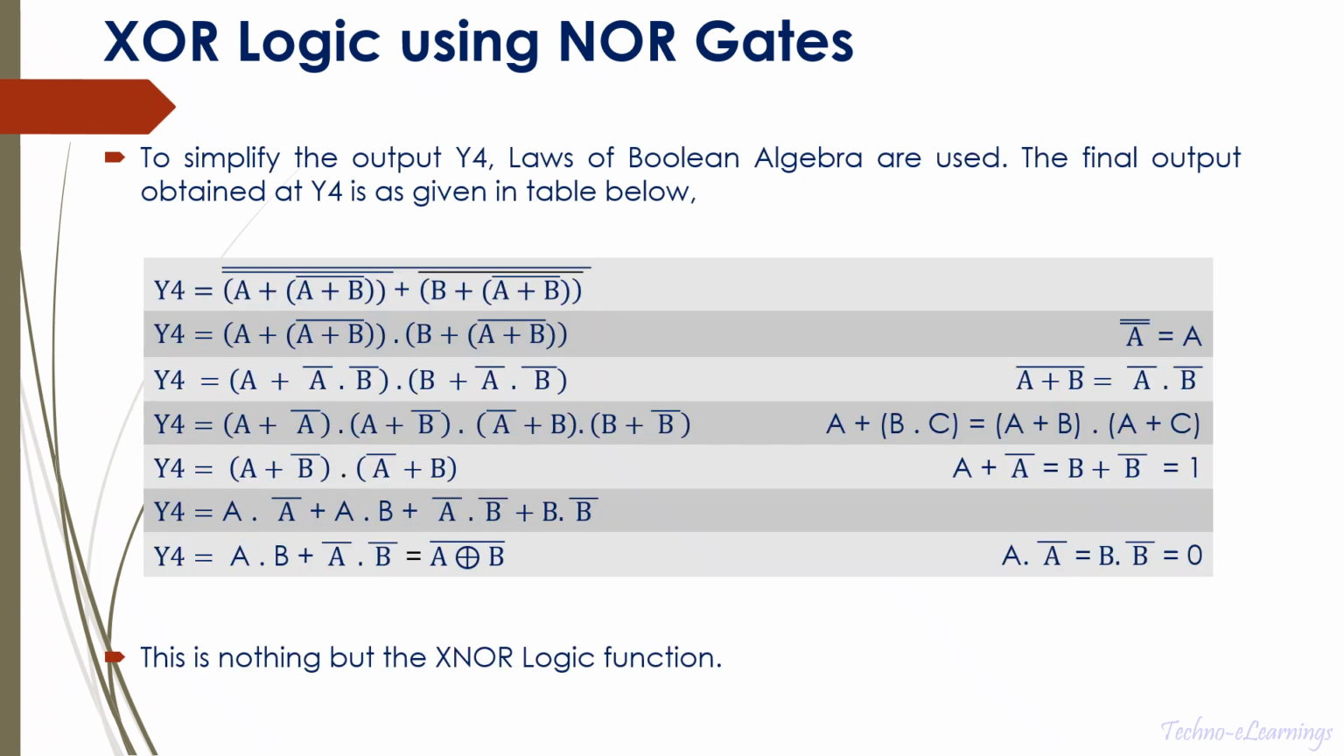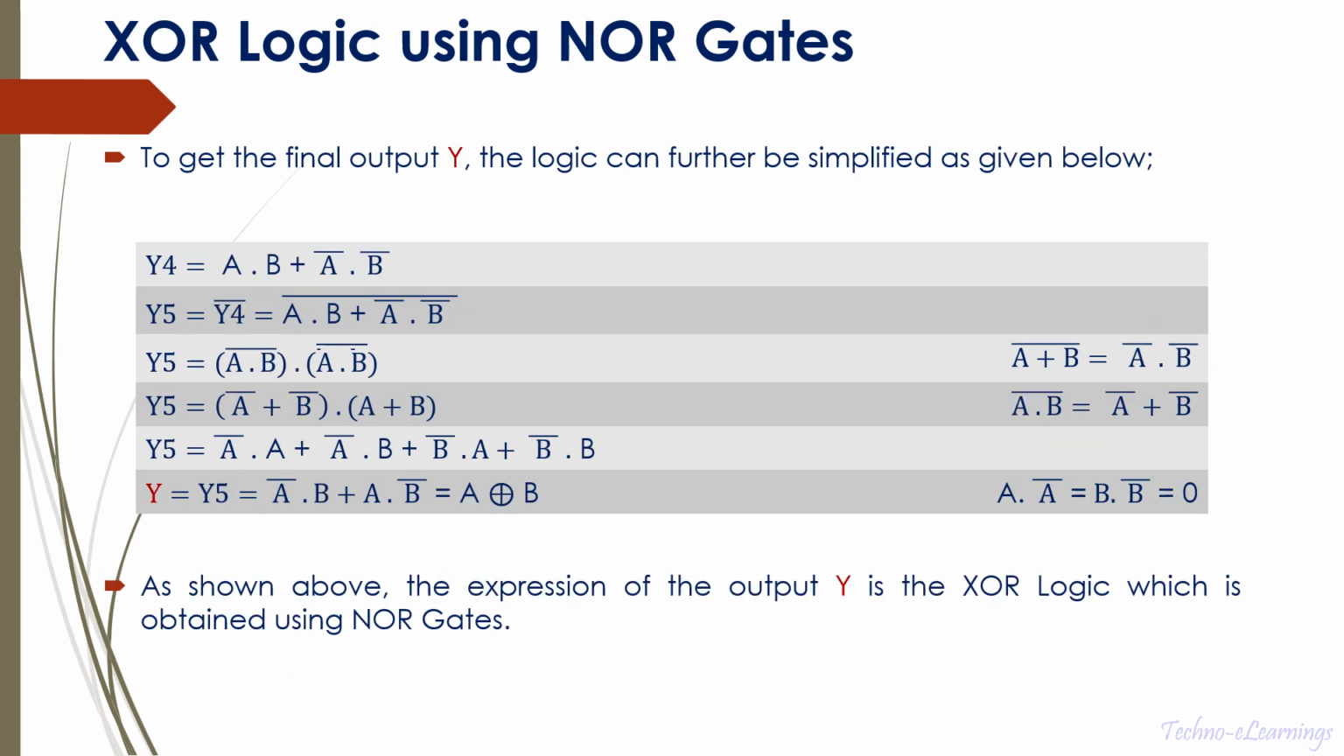To simplify the output Y4, laws of Boolean algebra are used. The final output obtained at Y4 is as given in the table below. So, the final result shows that this is nothing but the XNOR logic function. To get the final output Y, the logic can further be simplified as given below. As shown above, the expression of the output Y is the XOR logic, which is obtained using NOR gates.